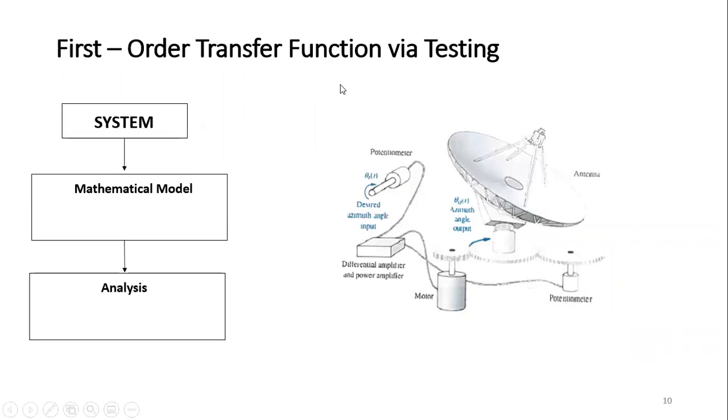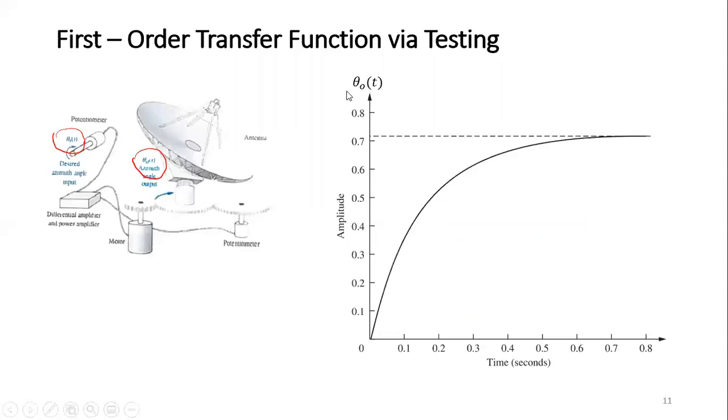okay, so this is the output response of, for example, the antenna. The shape of the response shows that it is like a first order system. This is an example. In actual, you may not see an antenna as a first order system because it has a very complex subsystem.